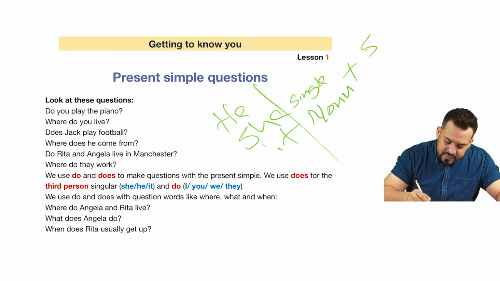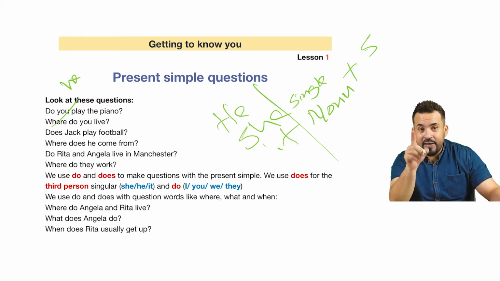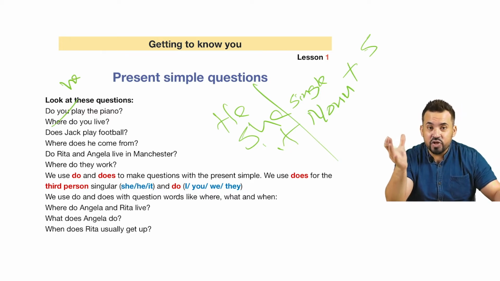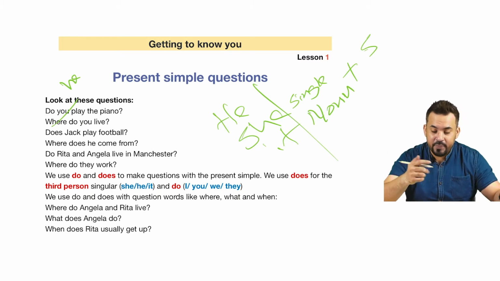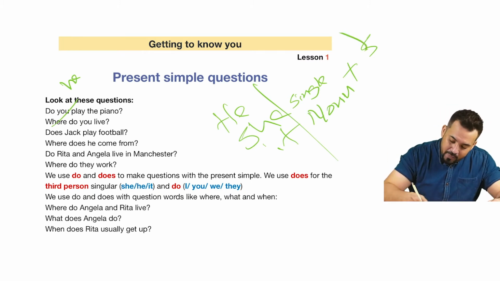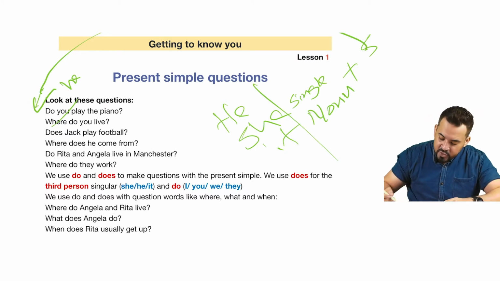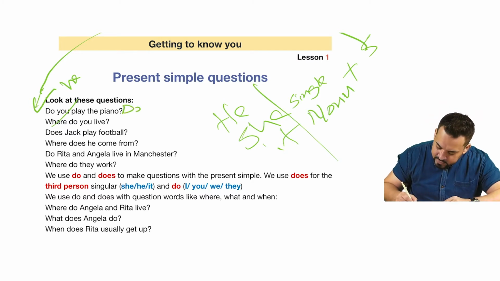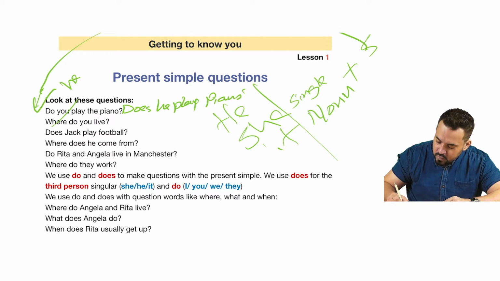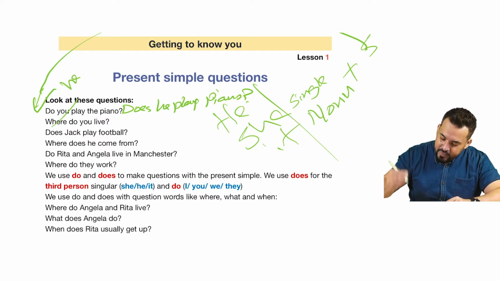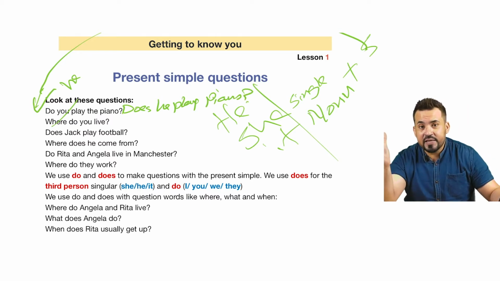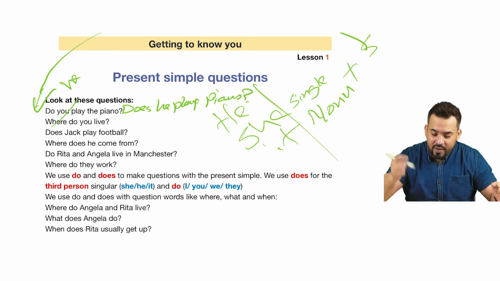Now, if I replace the you with he, what is the correct question? The question will be, does he play the piano? So this S will be added onto the do to become does. So this will be, does he play piano? In this case, we are going to add the S because we have he.